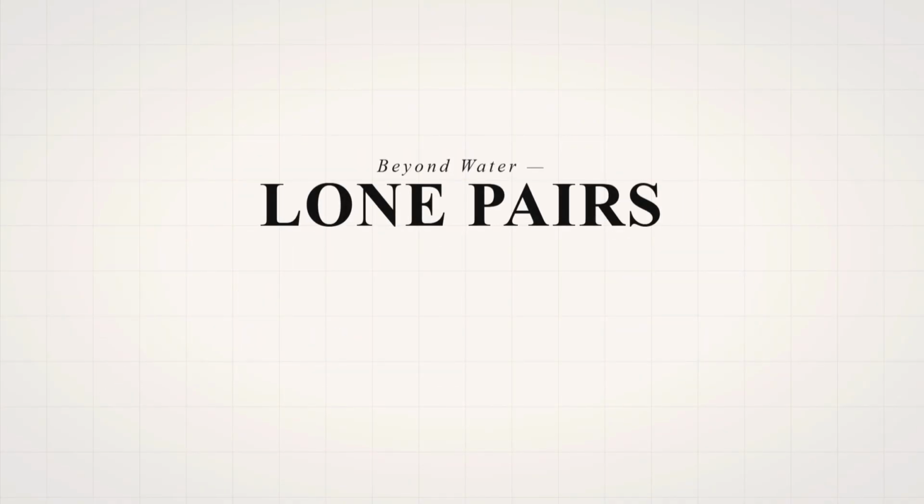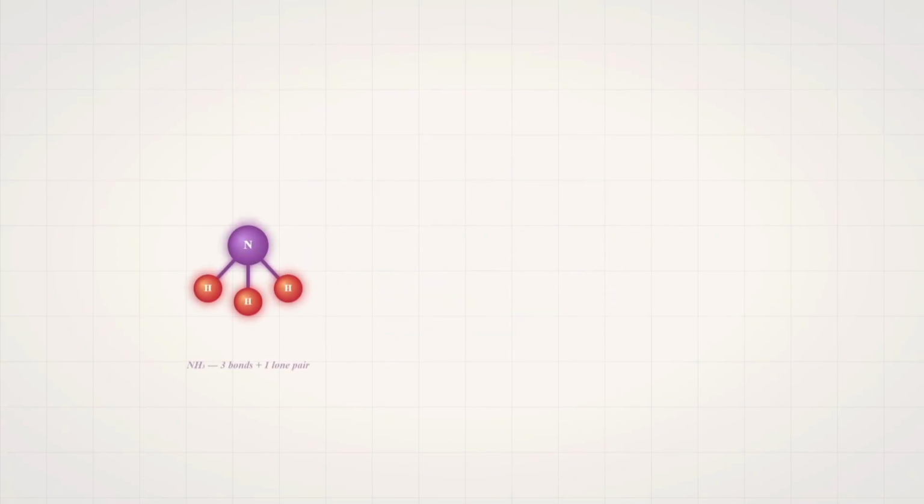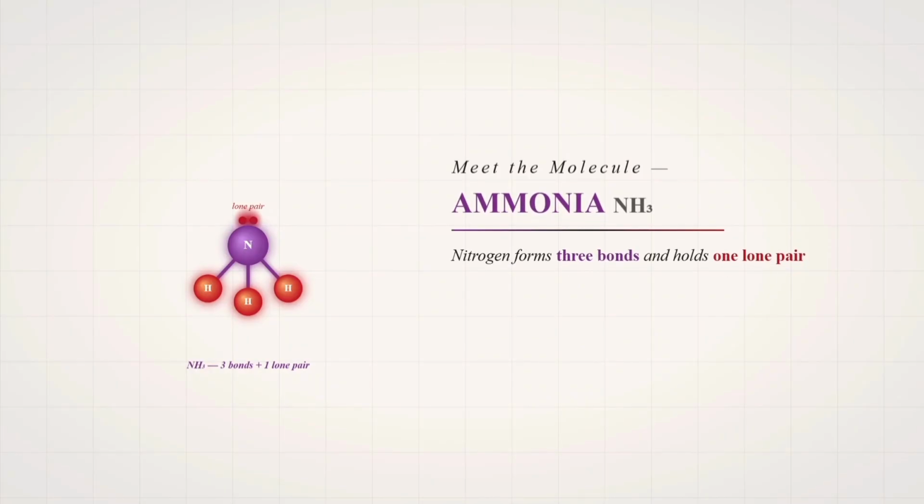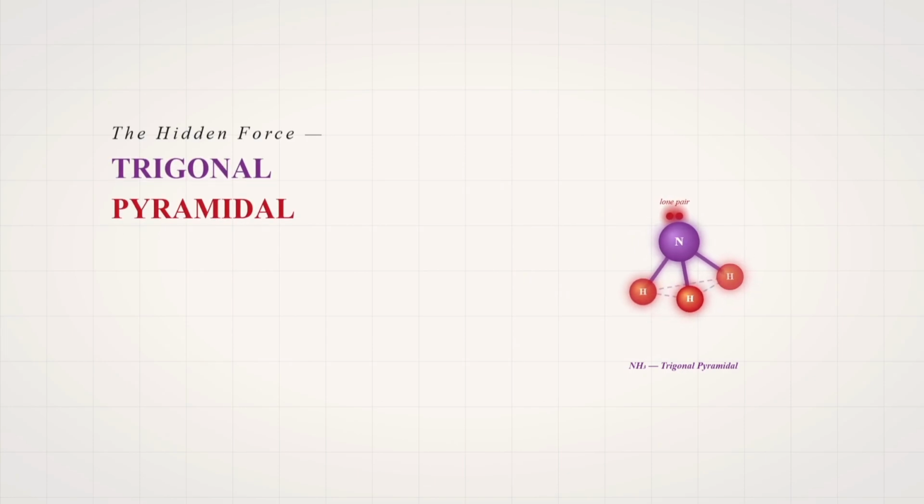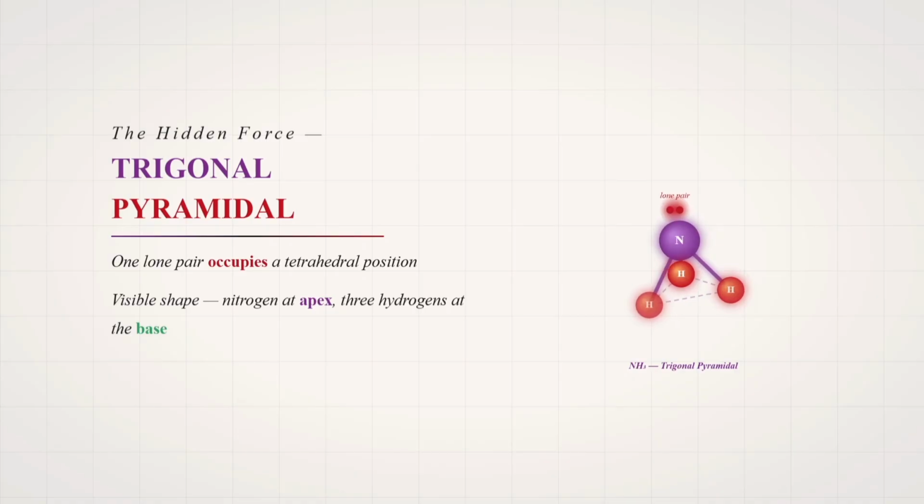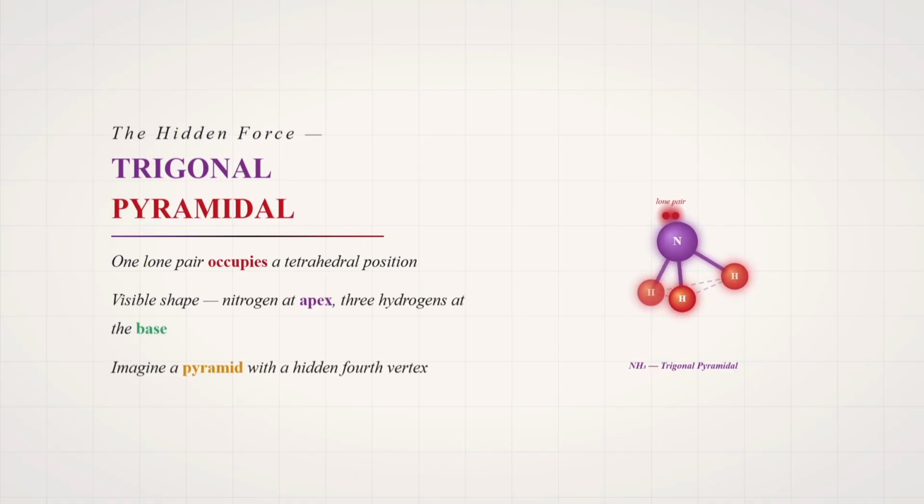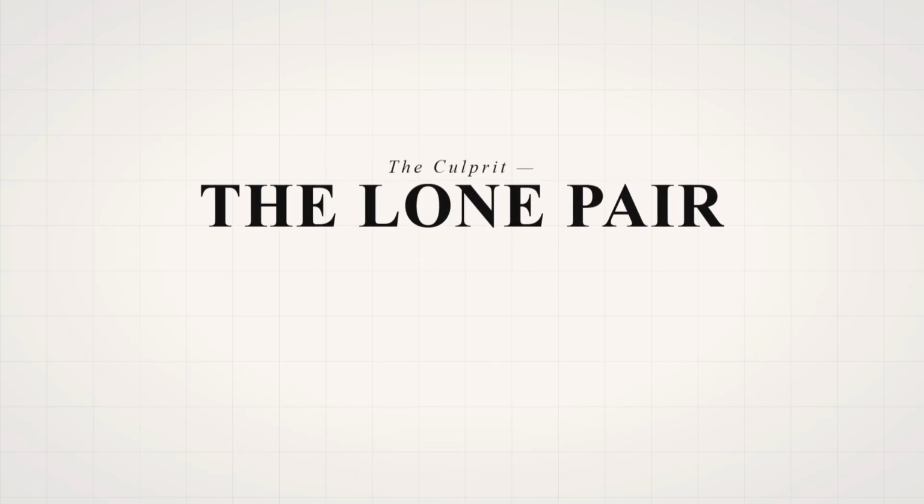Now, you might be surprised that water isn't the only molecule affected by lone pairs. Let's look at ammonia, NH3. Nitrogen has 3 bonds and 1 lone pair. Total 4 electron groups. Again, electron geometry is tetrahedral, but one position is occupied by a lone pair. The visible molecular shape becomes trigonal pyramidal. Imagine a pyramid with nitrogen at the top and 3 hydrogens forming the base. The bond angle decreases slightly to around 107 degrees. Again, the lone pair is responsible.